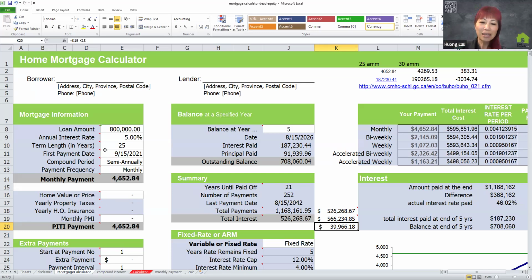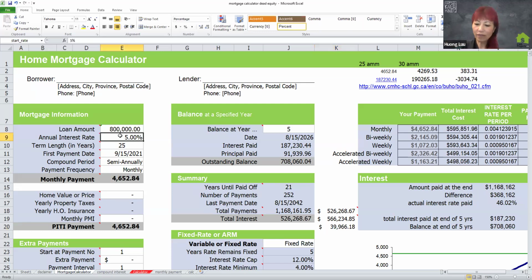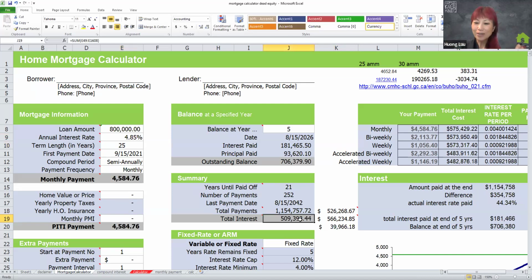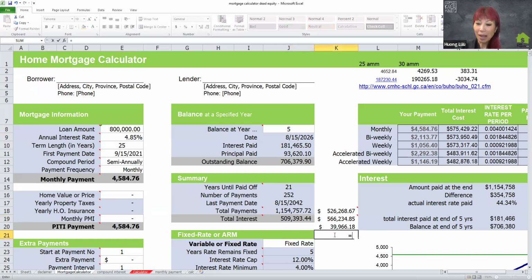Now let's go back to the 4.85. I'm going to change this to 4.85, and let's see what happens here. So now from the 4.85, this number is 509. So what that means now, I'm going to take this 566,000 minus the 509. That means I'm actually saving $56,000 if I kept it at the 25-year amortization.